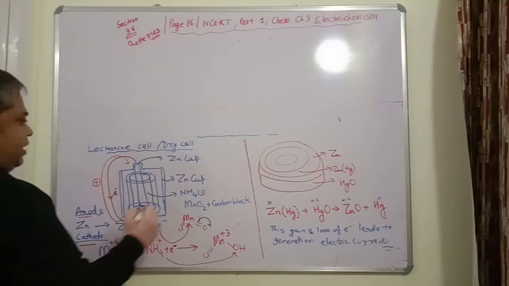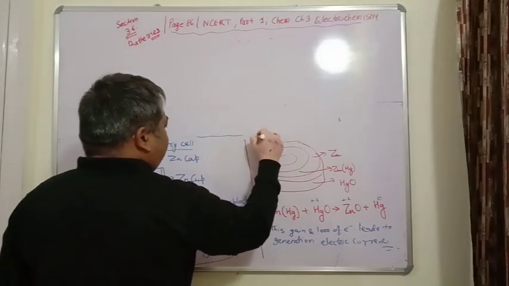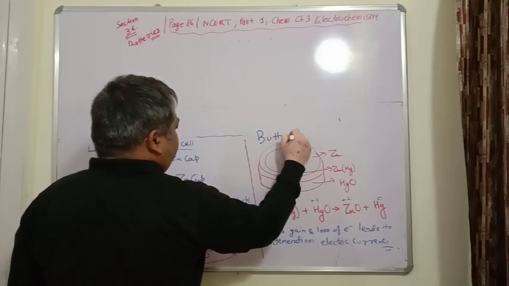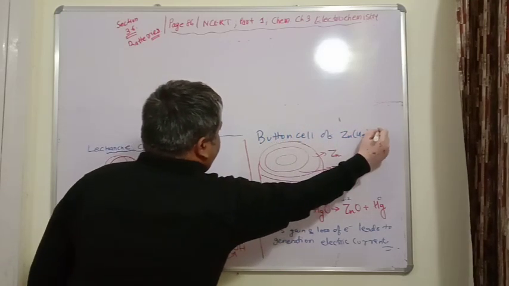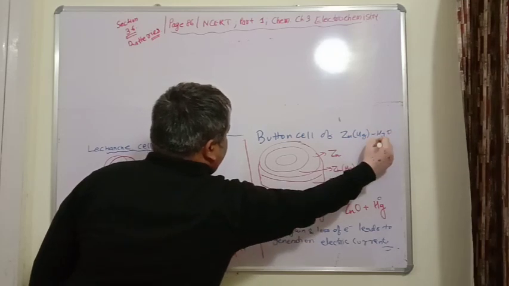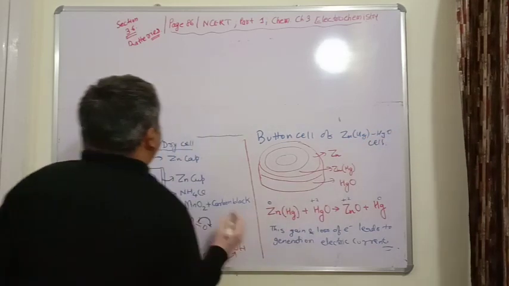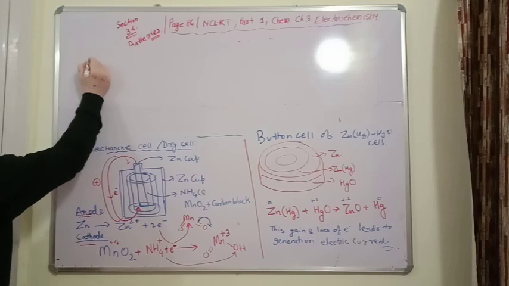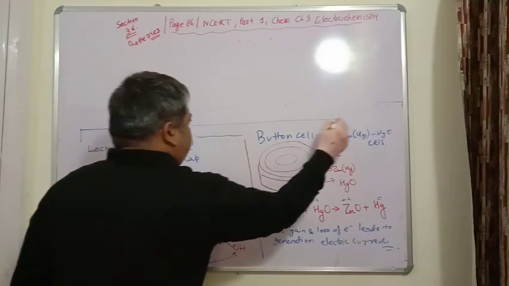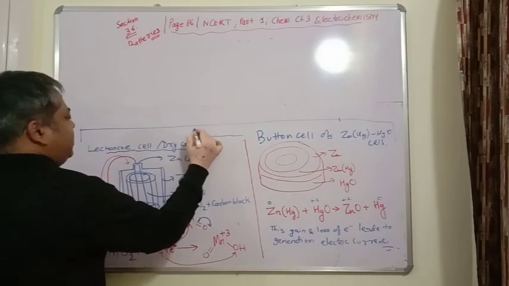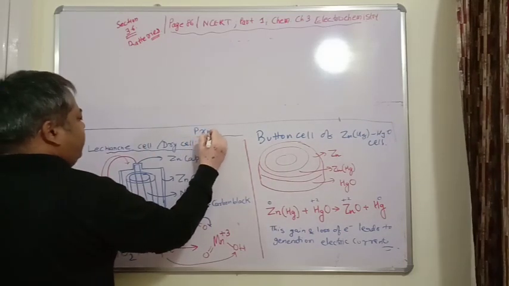This was Leclanche cell, this was button cell or zinc amalgamated HgO cell. Now we'll see Nicad cell. These are secondary cells. These were primary cells. All these were primary cells. Cannot be recharged.